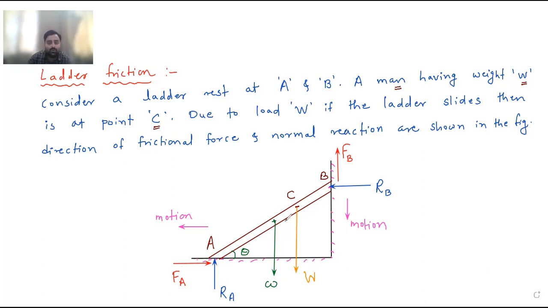So this is the free body diagram of a ladder. Whenever a numerical on the ladder comes, they may ask you to find FA, FB, RA, RB, anything, or the angle theta. So this is the free body diagram of the ladder, how the ladder slips and how the forces are developed on the ladder. If anybody has any doubt, you can ask me now.